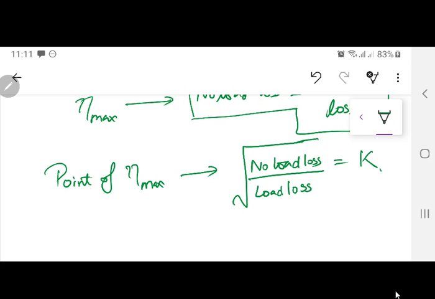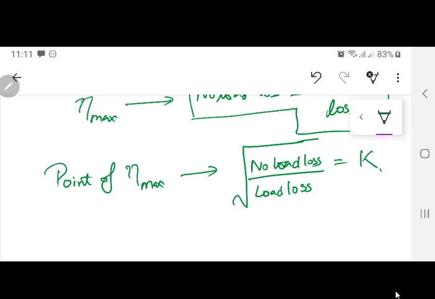K is the same thing as n. What was n? n was 1, 100% load. n was 0.5, 50% load. n was 0.75, 75% load. So here, I'm not going into the proof of this one.